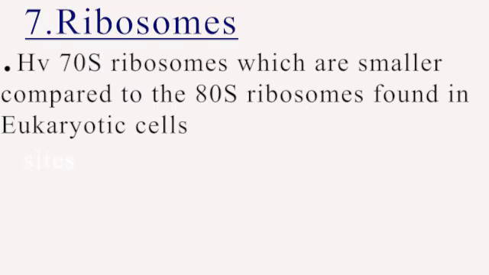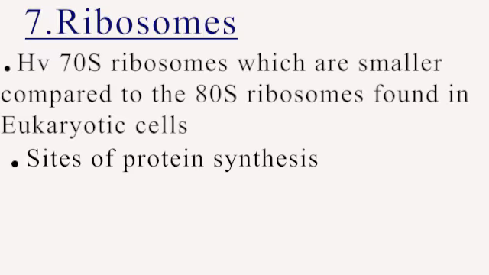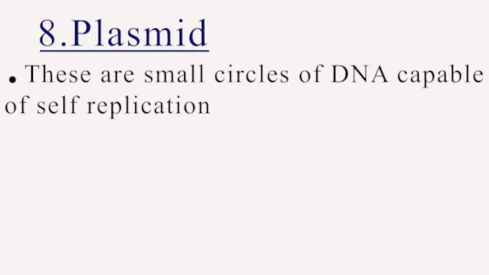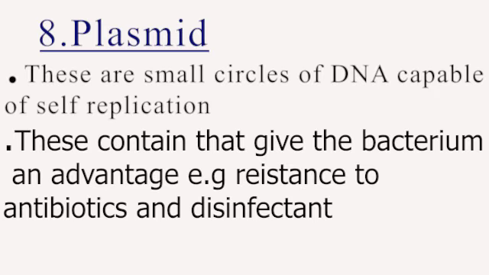And the ribosomes. Now, prokaryotic cells have 70S ribosomes, which are smaller compared to the 80S ribosomes found in eukaryotic cells. But just like them, they are also sites of protein synthesis. Lastly are the plasmids. These are small circles of DNA capable of self-replication. They contain genes which give the bacterium an advantage, and these include resistance to antibiotics and disinfectants, and so on.